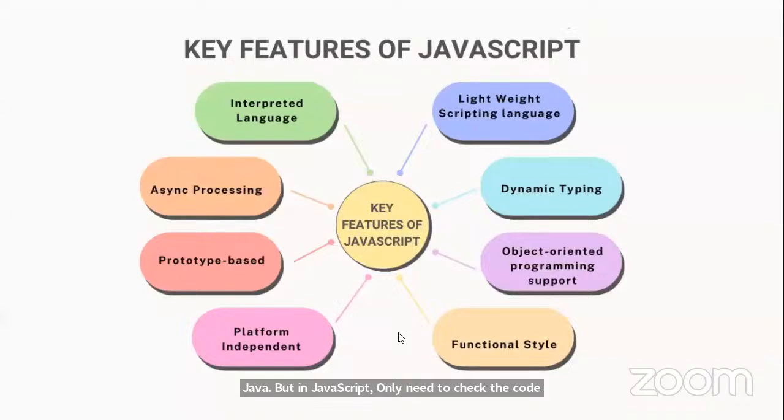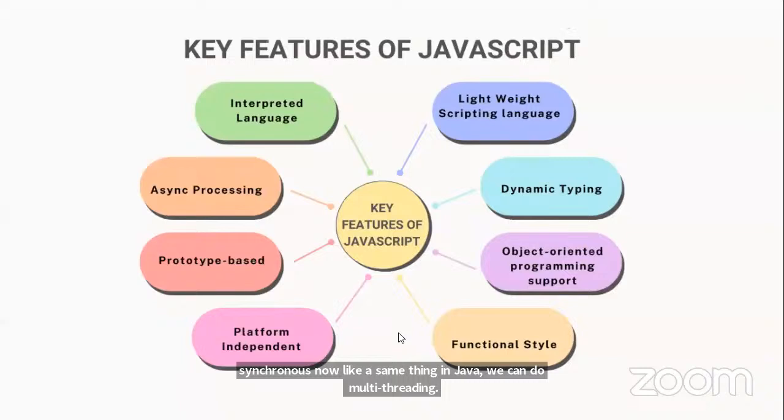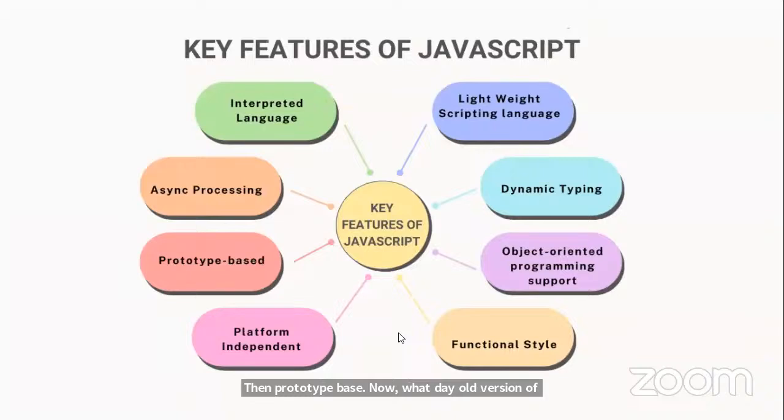JavaScript has an async feature, asynchronous, like multi-threading features in Java. Then prototype-based: the old version of JavaScript is called prototype-based, but nowadays we can even say object-based. Platform independent, because JavaScript is also platform independent and browser independent. Functional style: if you know Java 8 onwards, we call Java also a functional style programming language. JavaScript also supports object-oriented programming and dynamic typing. Java is static typing and JavaScript is dynamic typing. Next slide.